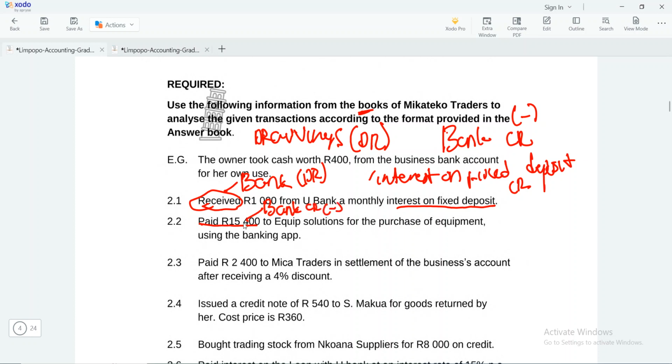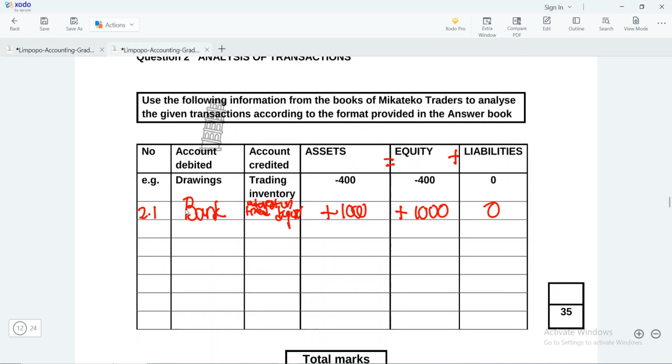Okay, so they're saying we paid 15,400 to Equip Solutions for the purchase of equipment. So meaning that we are having an additional equipment, which means that we will debit the equipment. So you have already identified what is happening, the type of accounts that we have, and how the elements are also affected. So remember, we are buying an equipment and we are paying using cash. So the account debited for 2.2 is going to be equipment. So we'd have equipment here. Account credited is going to be bank.